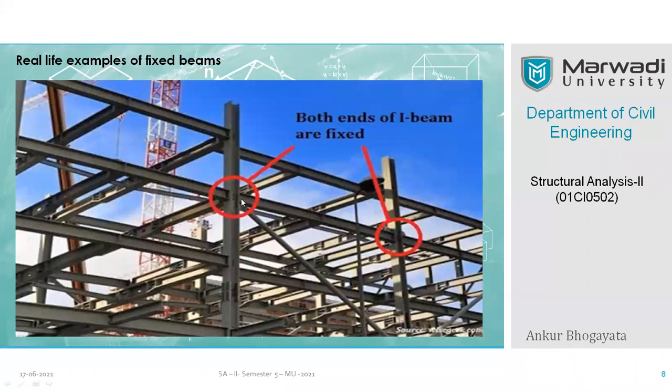Right? However, our focus is here. You can see that the steel sections are connected with this column rigidly by means of tight bolting as well as welding. So both ends of this particular beam are fixed. So we can say that it is a fixed beam.